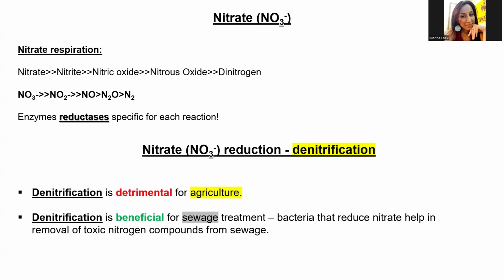When we talk about nitrate as the terminal electron acceptor, this is called nitrate respiration. And again, this is where the confusion came in. Next time we will talk about denitrification and nitrate respiration. They're not the same process, but for now, since we didn't cover denitrification, only know that NO3 minus gets reduced to NO2 minus, and there are enzyme reductases that are involved in that.